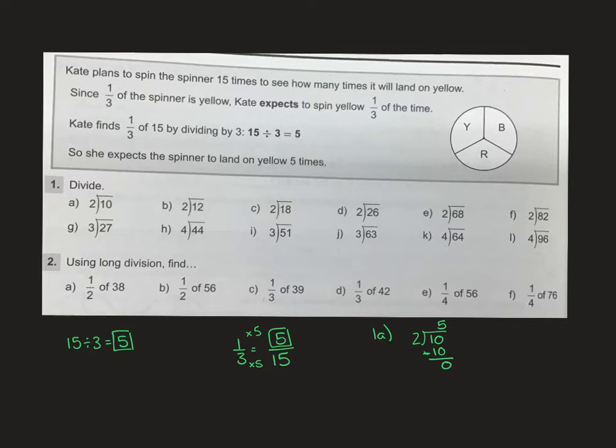For question 2, they're asking you to use long division to find a fraction of a number. Because the top number in each of these is 1, 1/2, 1/3, 1/4, we can just divide by the bottom number. So this wouldn't work if the top number was something different, but in this situation, you are going to divide by the denominator.